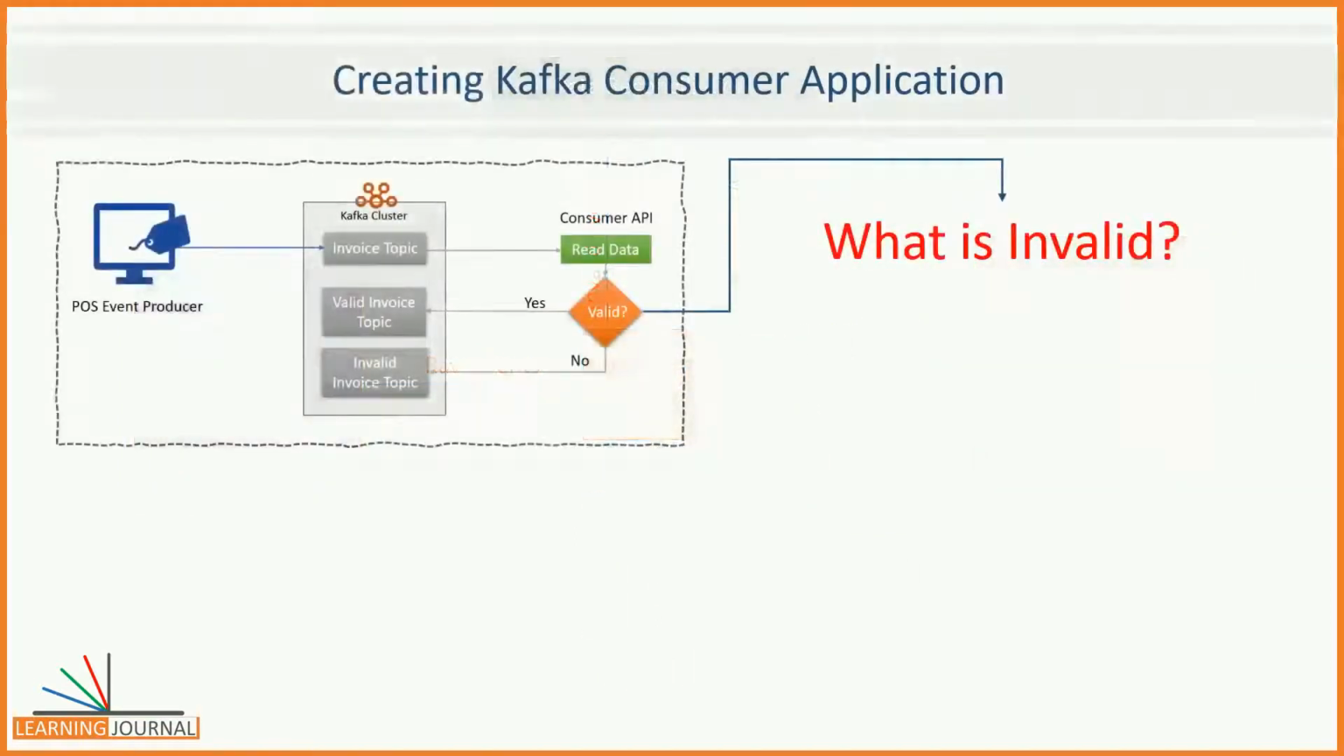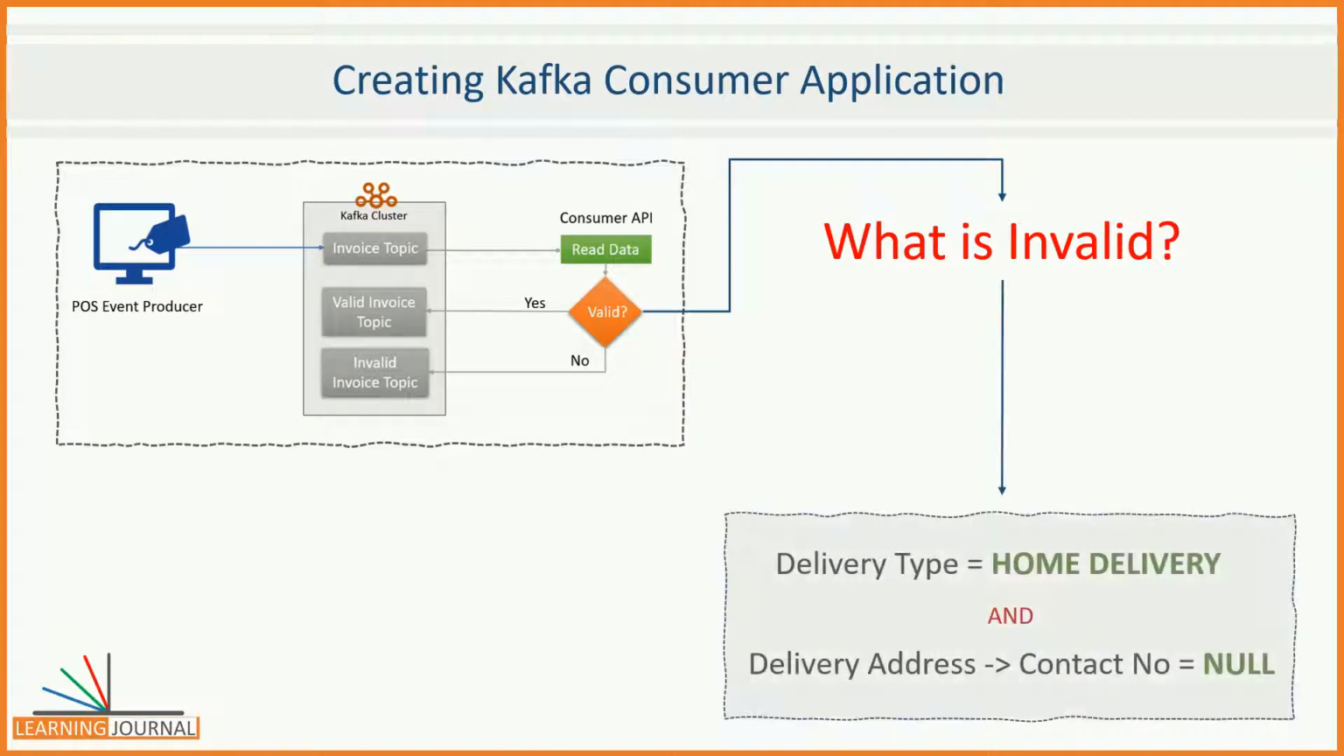The first thing that we need is a business rule to define an invalid invoice. What is an invalid invoice? For our purpose, let's define a simple rule. An invoice is considered invalid if it is marked for home delivery, but a contact number for the delivery address is missing. Simple, isn't it?